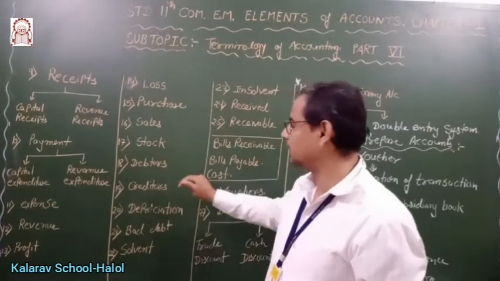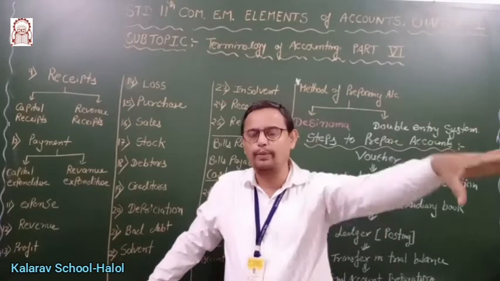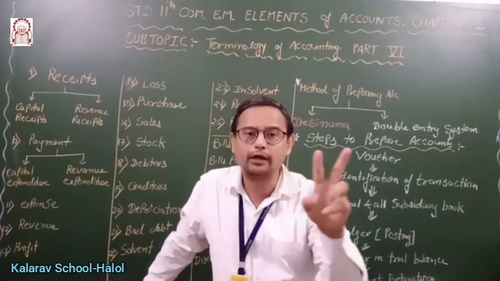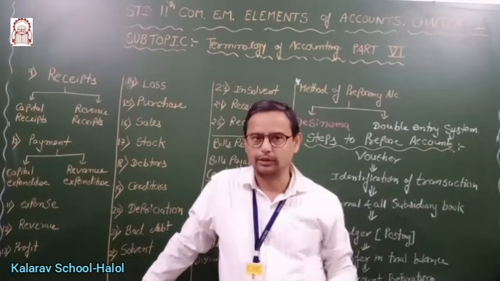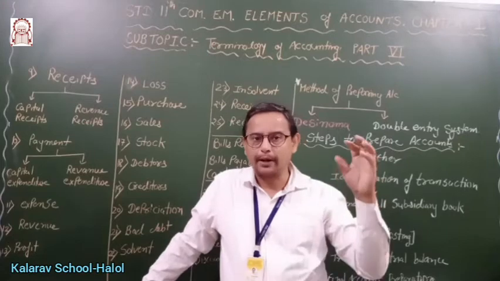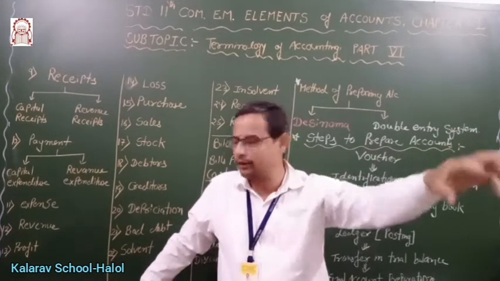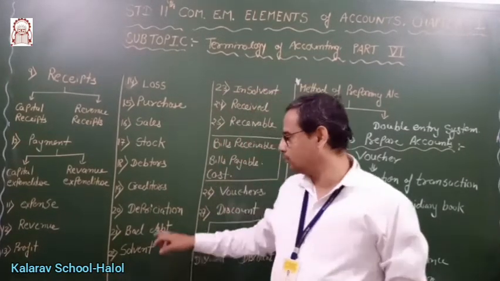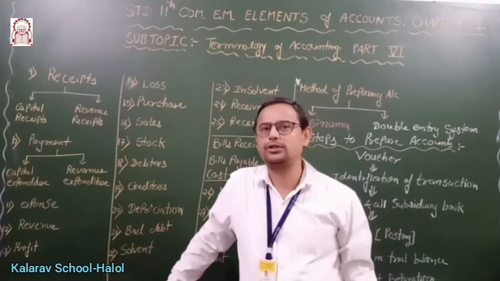Next is the creditor. Creditor is a person to whom you have to pay. Creditor is your liability, debtor is your asset. Both are included in personal account. Is it clear? Next topic में हम लोग discussion करेंगे. So if you have purchased something from someone and you have to pay to him, he is called your creditor.